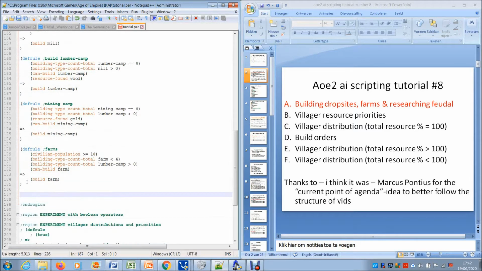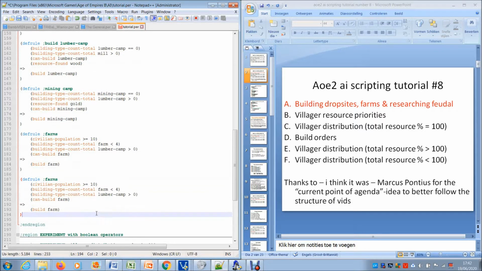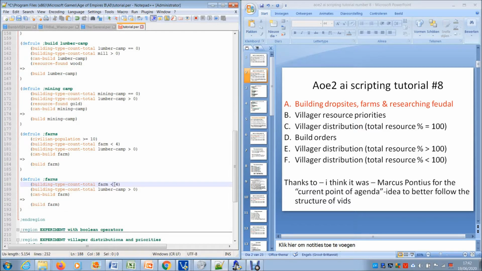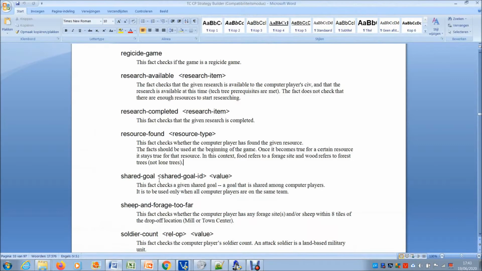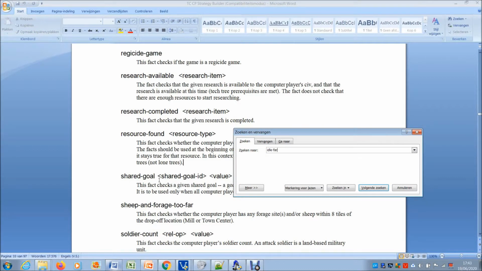Of course, 4 farms won't be enough. We want more farms further in the game. So we have to make a rule. Building type count the number of farms once it's greater than or equal to 4. We want to keep the rule in lumber camps. We still want to have a lumber camp before having farms. And we use a new fact: idle farm count is smaller than 1. What does idle farm count do? Let's have a look at the computer player strategy guide. Idle farm count.